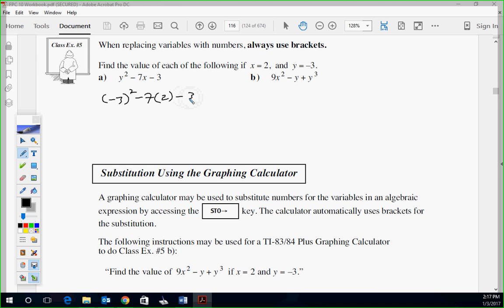I just plugged in the values it gave me. I'm just seeing the solution. That's all I'm doing. Negative 3 squared is 9. 7 times 2 is 14, so minus 14 minus 3. Your first answer is negative 8.